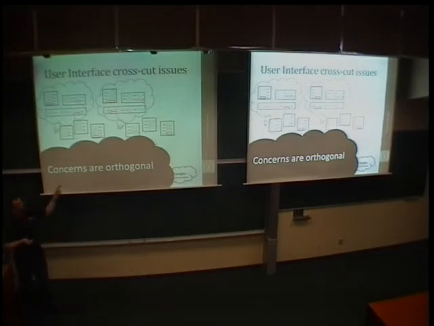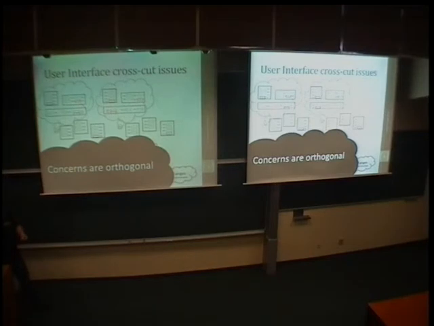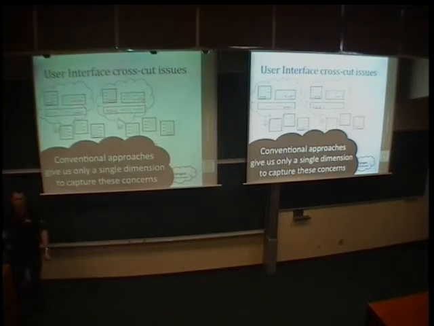So these concerns that I was describing, these five concerns, validation, presentation, and so on, are certainly in different dimensions. So we can say they are orthogonal. We can think of them individually. But if we want to capture them in the source code, we cannot do that, because the source code of object-oriented programming really gives us just a single dimension. So all these different dimensions collapse into a single one.